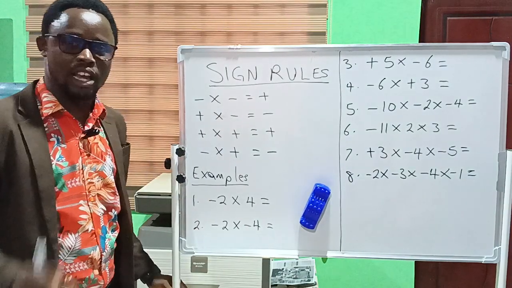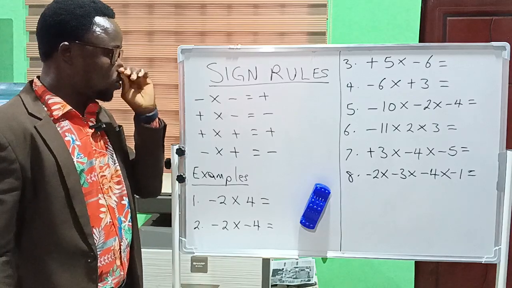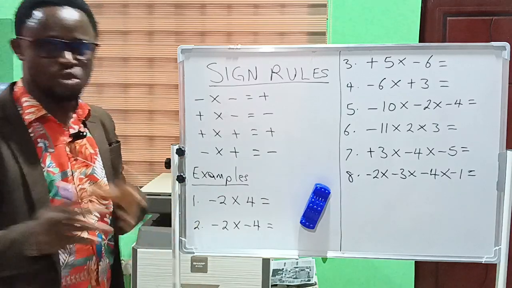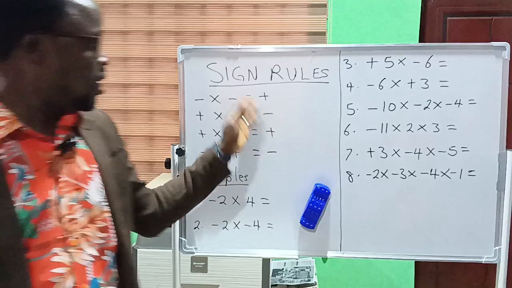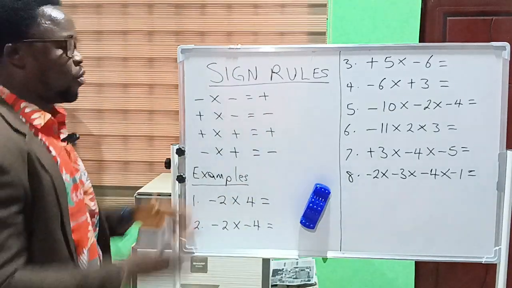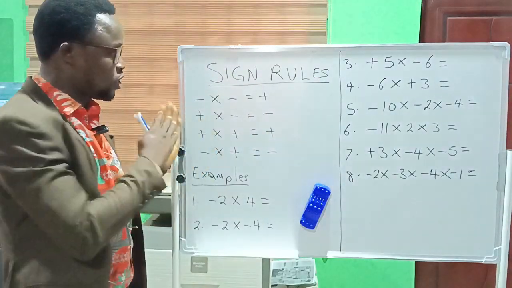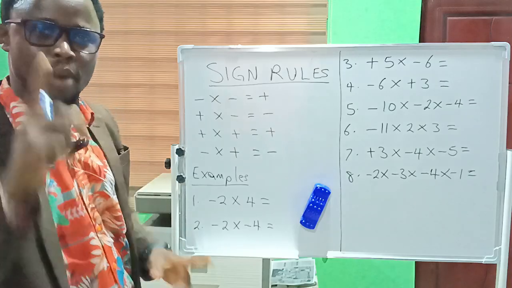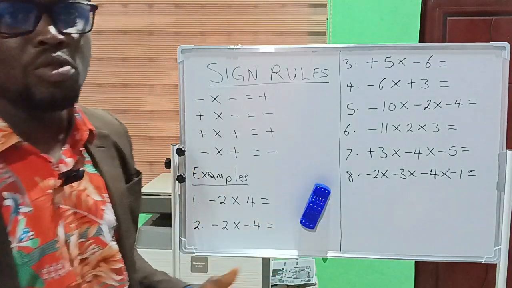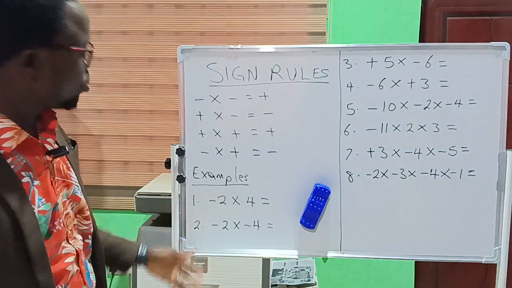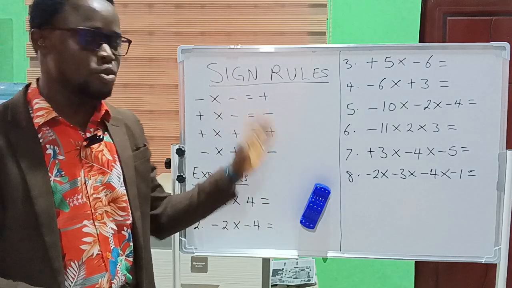Okay, we want to look at sign rules, and these sign rules will be majorly on two signs: addition and subtraction. Now, when you are multiplying digits involving these two signs, what are the rules that must be obeyed? Yeah, there are some rules that must be obeyed. Now, before we go into this example, let's look at these first four rules.